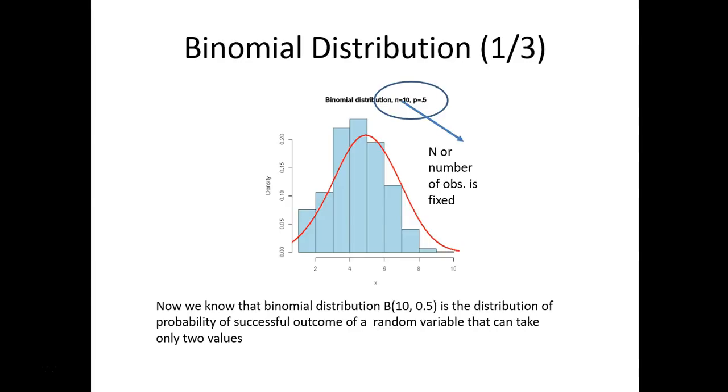So n, or number of observations, is fixed in a binomial distribution. Whenever we are trying to plot a binomial distribution, we should know how many observations will be there. So if we are plotting the coin toss example, we should know how many times we are going to toss the coin before we plot this distribution. And we should also know the probability of success for each event, or what's the probability of success for each outcome. So now we know that binomial distribution is a distribution of probability of successful outcome of a random variable.